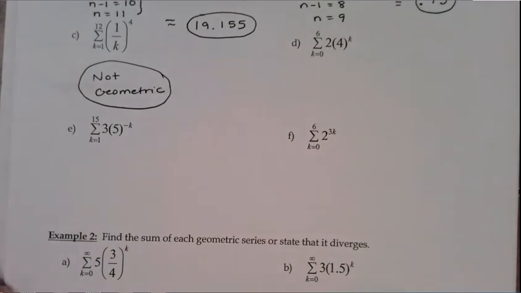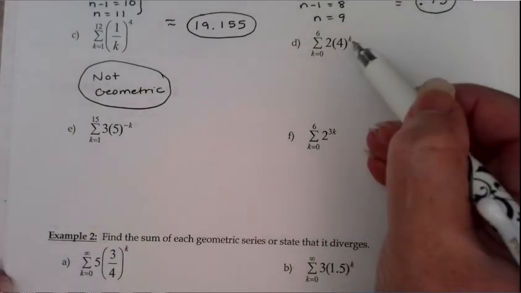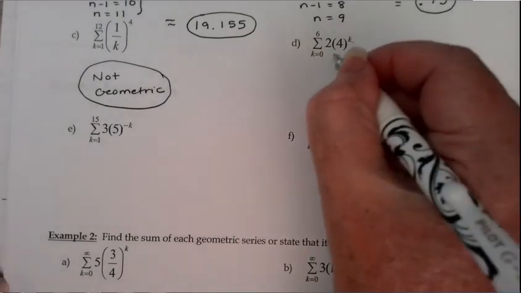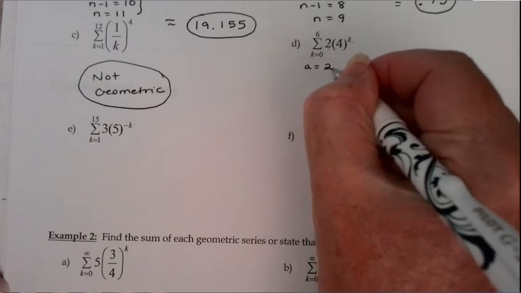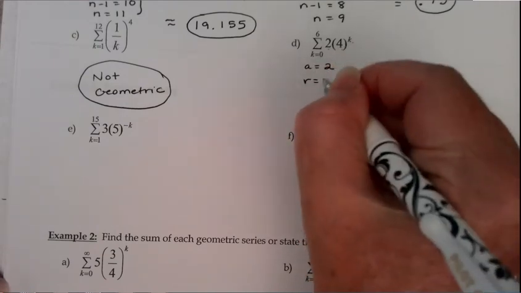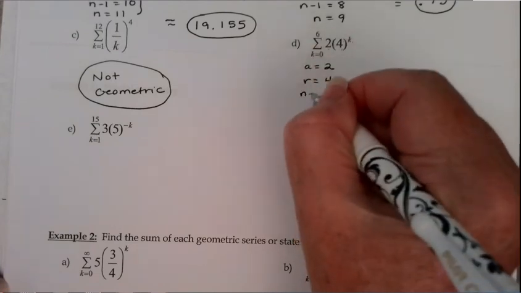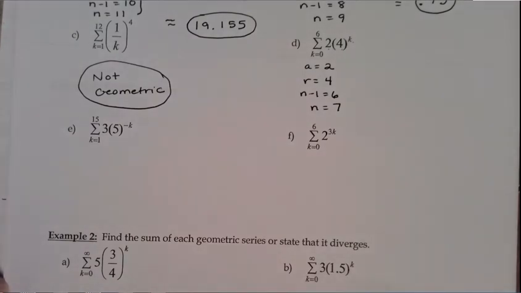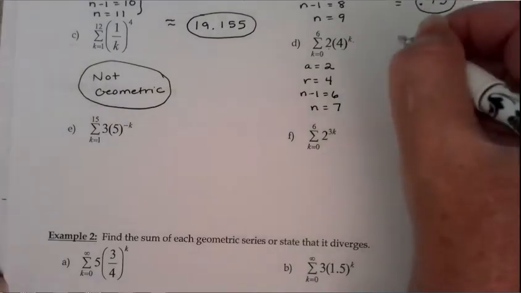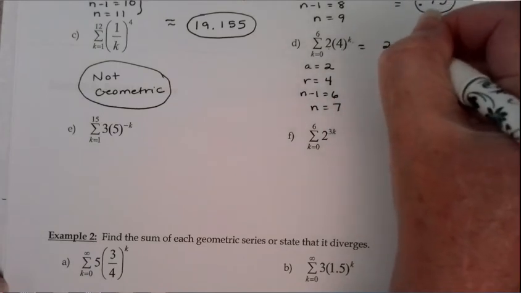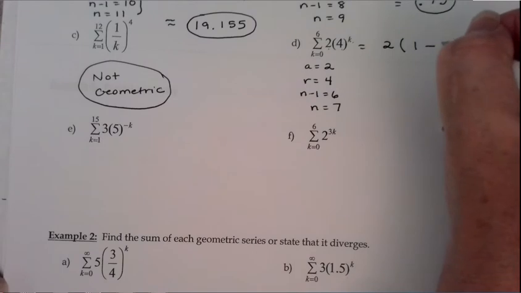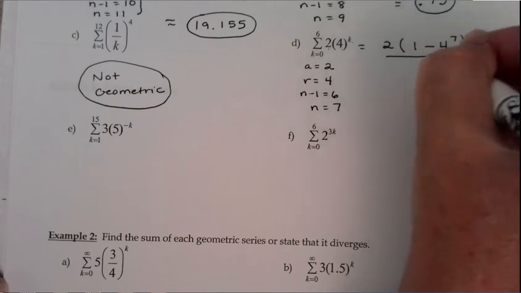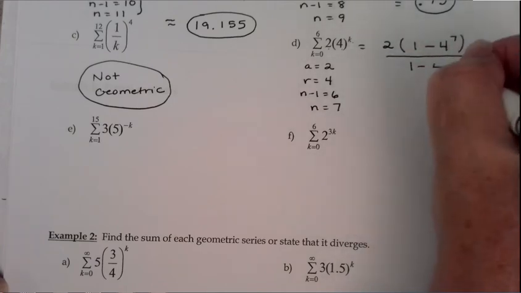All right, let's try D. D looks a whole lot better. Again, k here is back in the exponent again, which is what we would expect for a geometric series. And so our a here is 2. The r is the 4. n minus 1 is 6, giving me an n of 7. And it's just a matter now of plugging back into my formula. a, which is 2, times 1 minus r, which is 4, to the 7th power, over 1 minus 4.